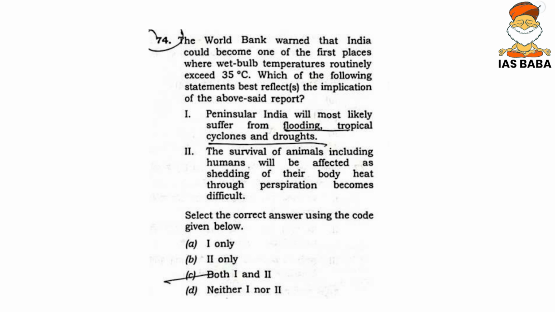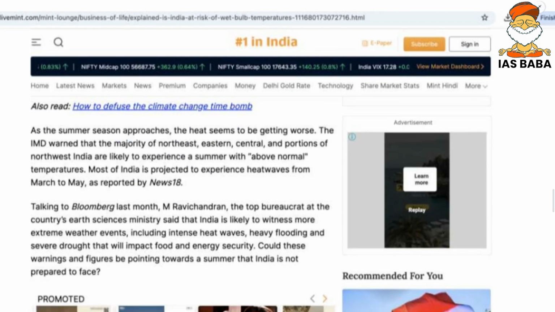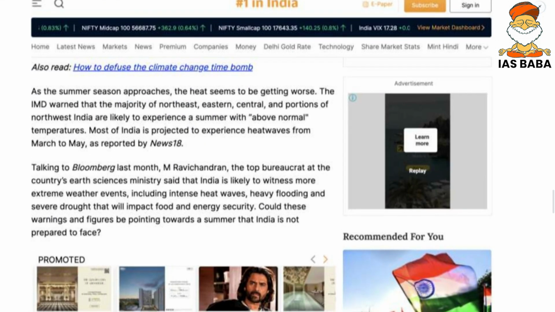Question number 74 is current affairs based, you can say a climate change based question. The question says the World Bank warned that India could become one of the first places where wet bulb temperature routinely exceeds 35 degrees Celsius. Which of the following statements best reflects the implication of the above report? Now, this was not something which was in the news in the recent past, so this is relatively an older question, and the effect is mentioned by the World Bank. So it is basically talking in the context of global warming.